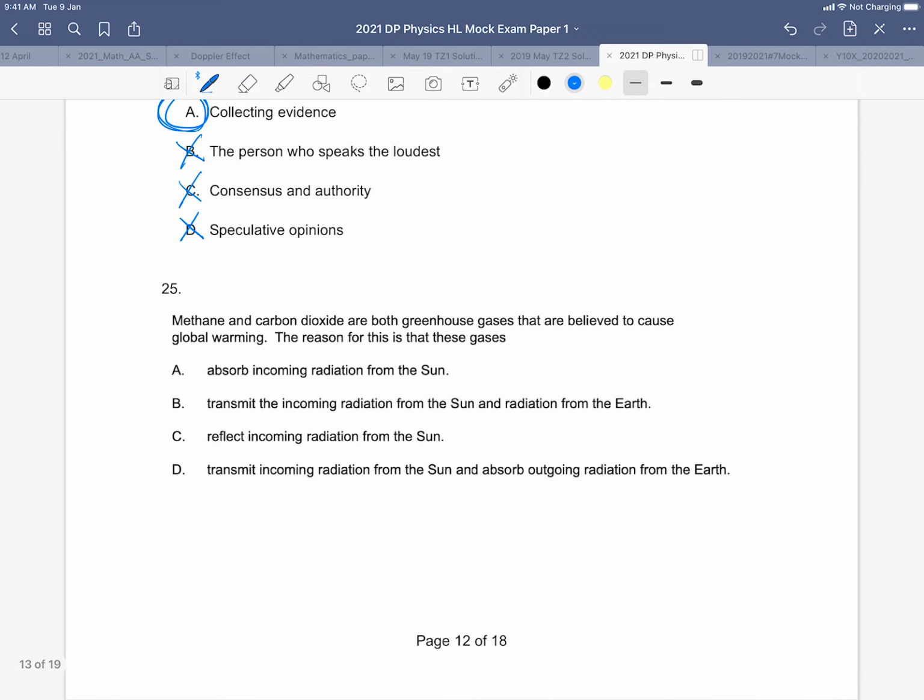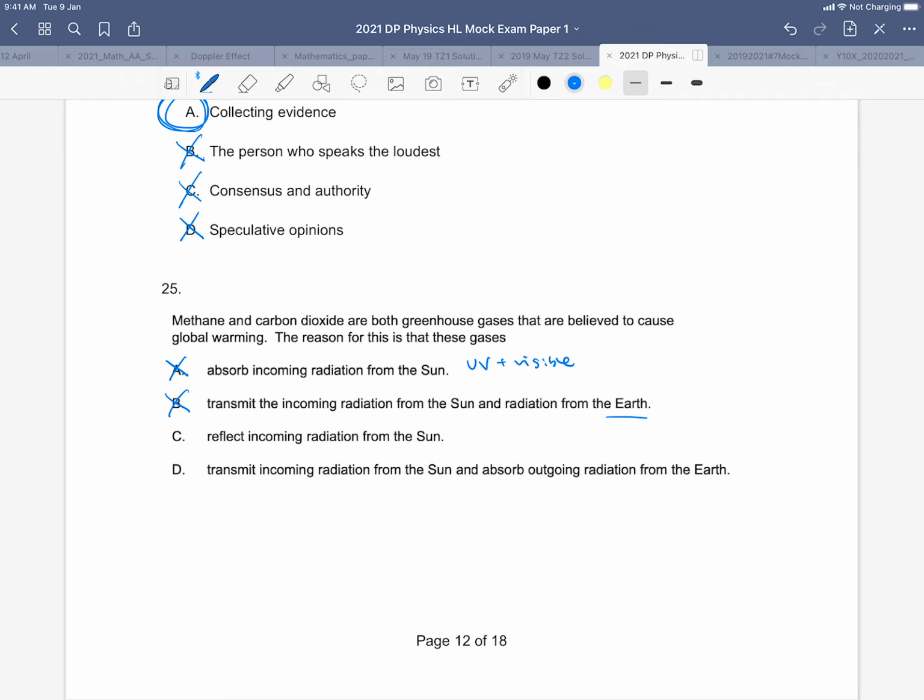All right, topic 8. Methane and carbon dioxide are both greenhouse gases believed to be the cause of global warming. What do these gases do? Well, do they absorb incoming radiation from the sun? Not so much, because that's mainly UV and visible that comes in. So that's really not the issue. Do they transmit the incoming radiation from the sun and the radiation from the earth? Well, they do transmit the incoming, but they don't really transmit the radiation from the earth, because from the earth we get infrared radiation, so it's not transmitting that.